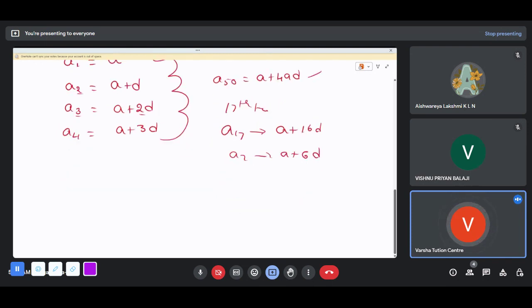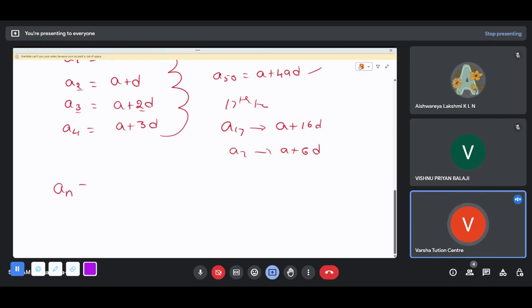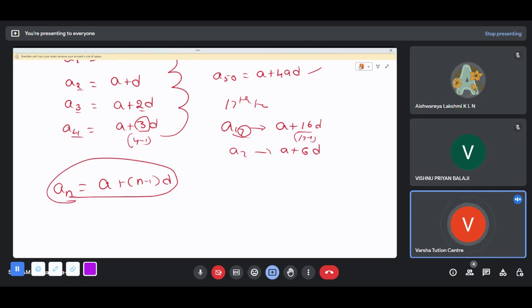What is the formula for the unknown term in an AP? That is called the nth term. How will you indicate the unknown term? Nth term. What is the formula for that? Whenever it is the 4th term, you write it as 3, how does it come? 4 minus 1, correct? Look here, how does 16 come? Here it is 17 minus 1. Now based upon the nth term, how to find that? A plus (n minus 1) into d. Clear now? This is the nth term formula.